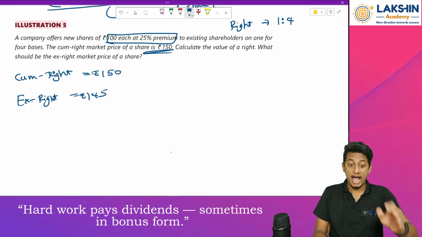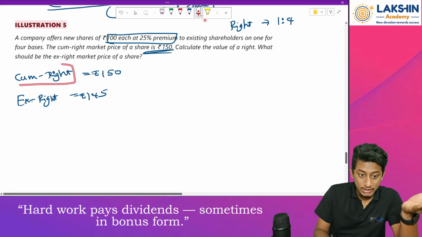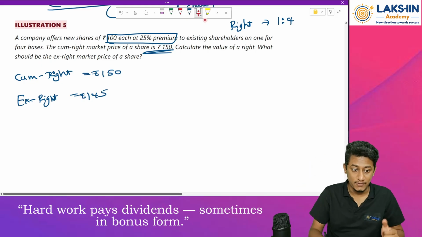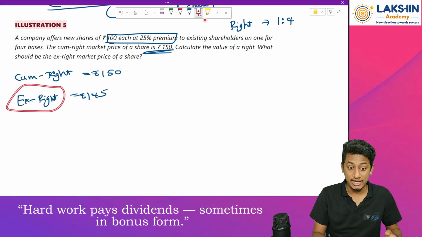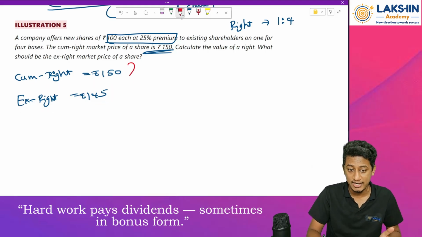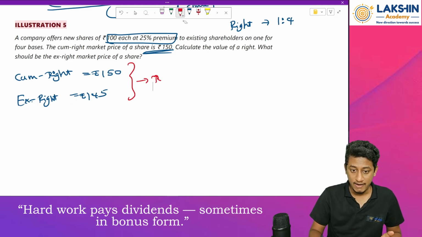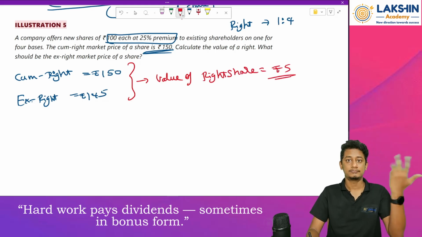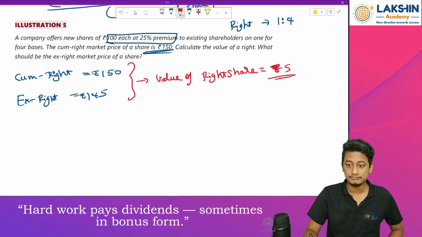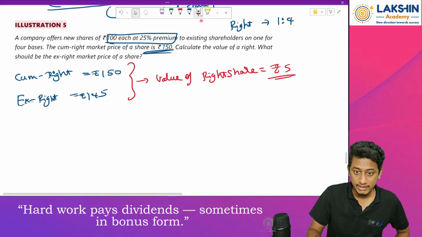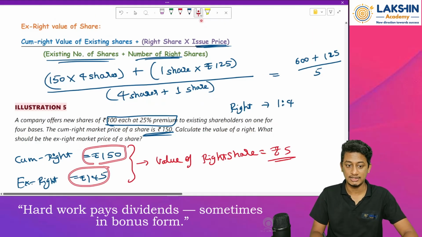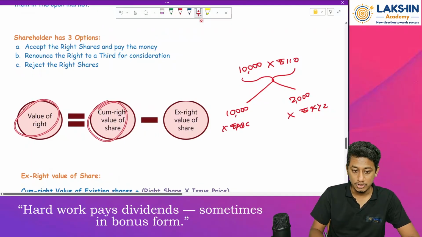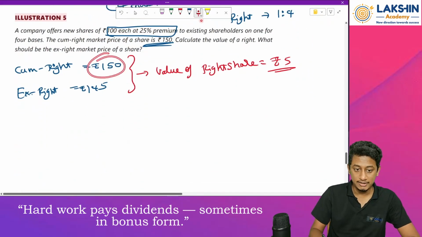That means after the right issue, by taking out the value of right from this, the excluding right value is 145. Tell me, what is the value of right share? The value of right share is rupees 5. That's it. Got it. Basically, 150 minus 145, the same as the formula says: the value of right is equal to cum right minus ex right.